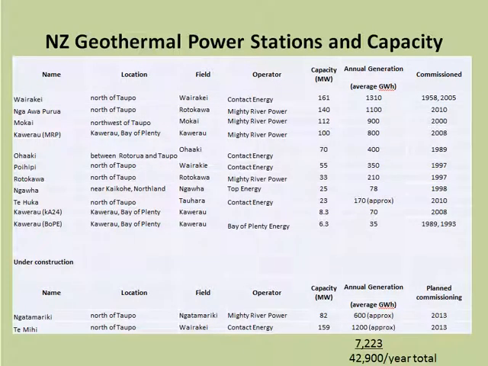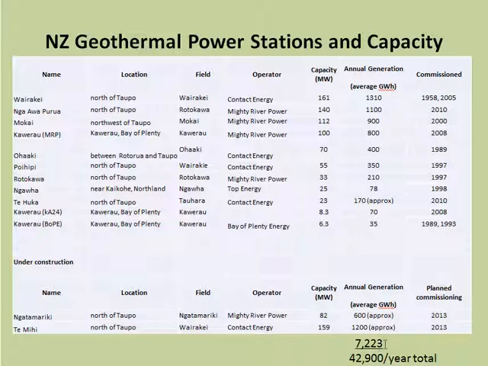Okay, so here is our New Zealand geothermal power station and capacity, a little chart. You can see the average gigawatt-hour annual generation, and this is the megawatt capacity, the megawatts that they can produce at peak loads. And the year they were commissioned, so 1958 was the first one.